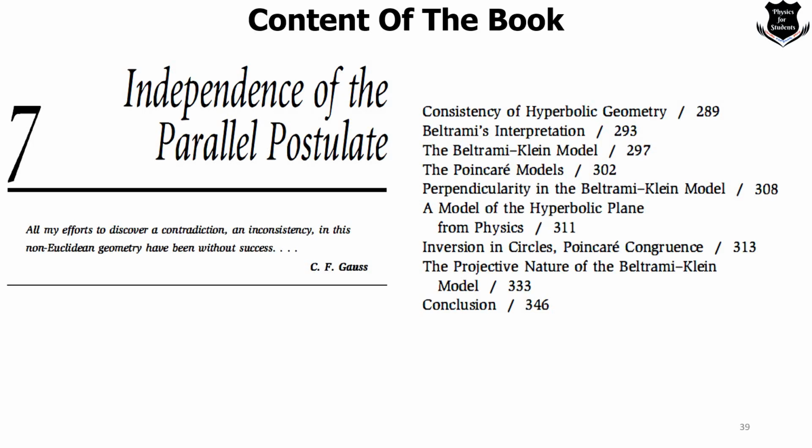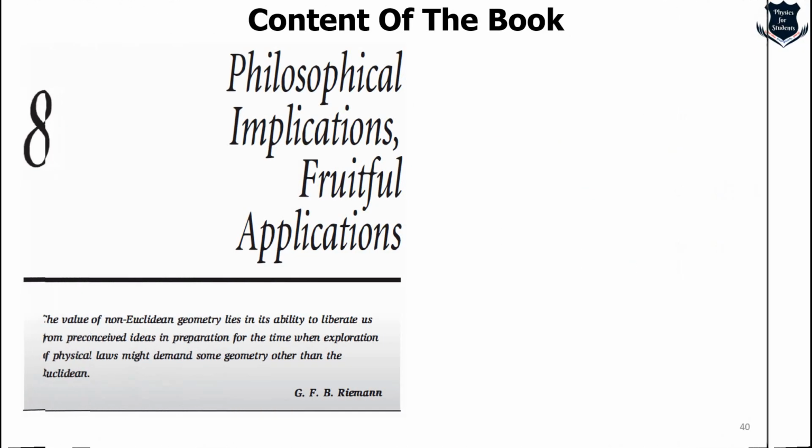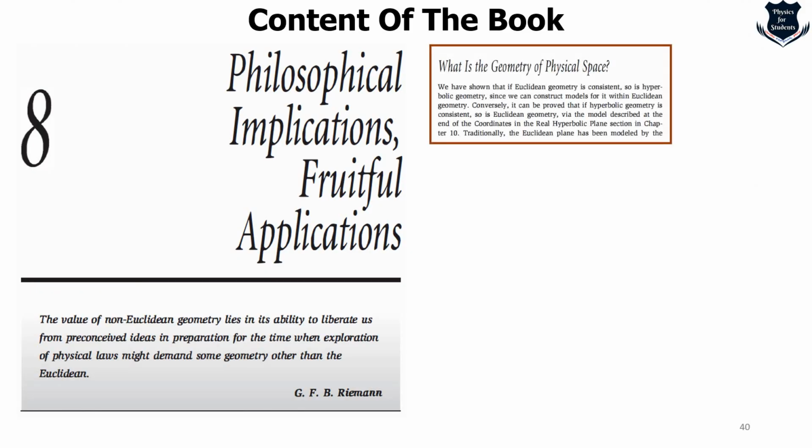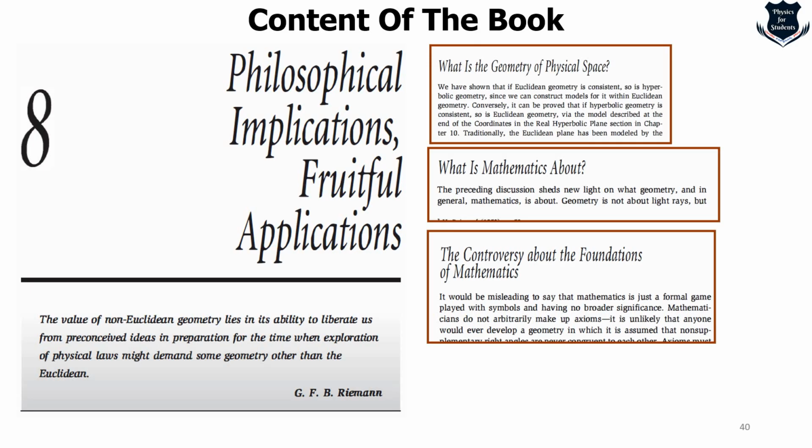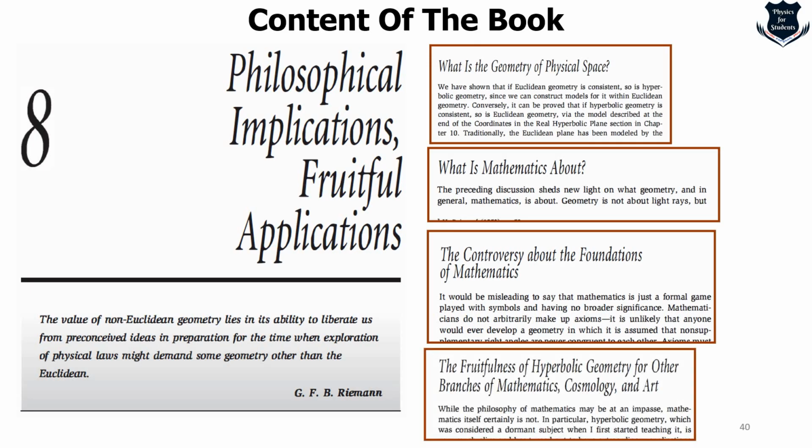Independence of the parallel postulate like the Beltrami, the Poincare's model, and from the hyperbolic plane it is covered. Philosophical implication, most importantly, fruitful application, what is mathematics about, the controversy about the foundation of mathematics, and the fruitfulness of hyperbolic geometry and other branches of mathematics, for example, cosmology, art, etc. So you can now see that even the philosophical implications and what are the fruitful applications of geometry and other areas are also being covered.